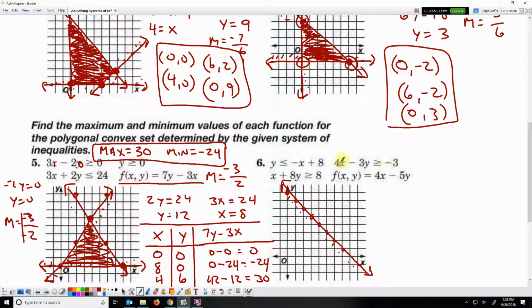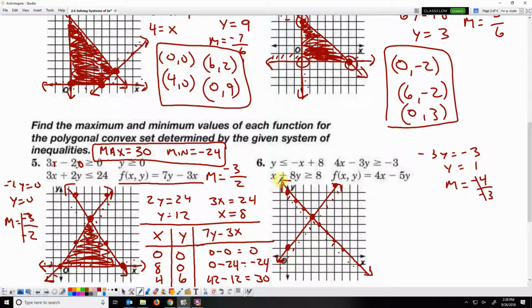Next line, if I put in a 0 for x, I get negative 3y is negative 3. So y is 1. So I've got a y-intercept of 1. 4 doesn't go into negative 3, so I'll use the slope. Opposite of a is negative 4. b is negative 3. So it's positive 4/3. So there's my second line. If I plug in the origin, 0 minus 0 is greater than or equal to negative 3. That is true. So I'm shading toward the origin. So now I've shaded this region both times.